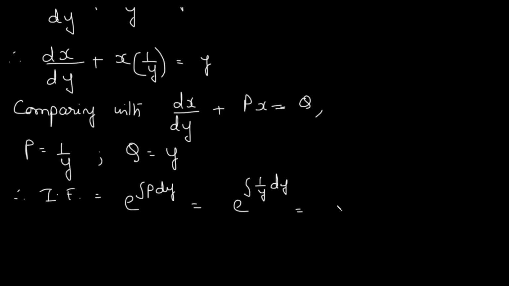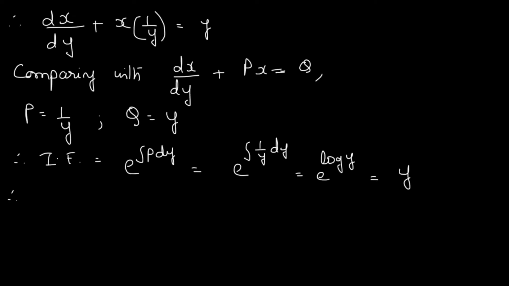And the integral of 1 upon y is log y. So we get e raised to log y. Now I have shown you previously that e raised to log of anything is the same number. So as a result, the integrating factor becomes y. The log goes away, e also goes away. So it thus becomes only y. So integrating factor is y, and therefore the solution of the given differential equation.